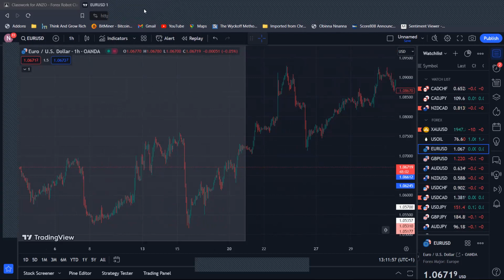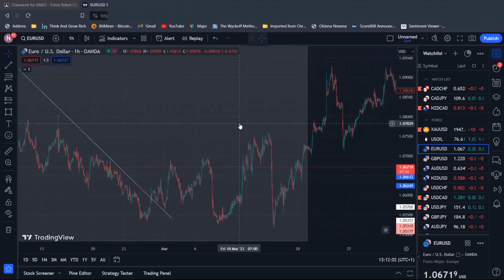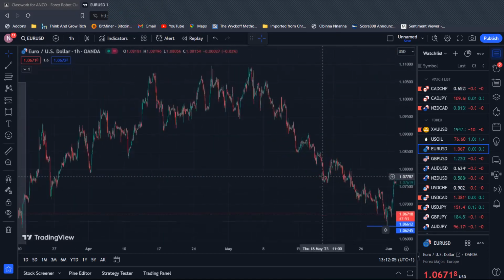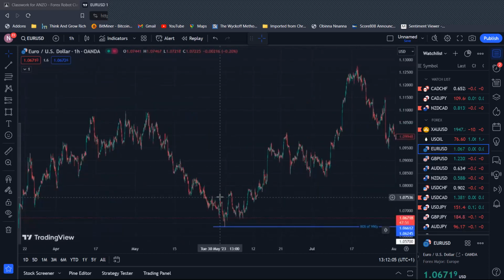The concept itself is based on market structure. It's not based on guessing, or you see a big bearish candle and you begin to buy aggressively, or you see a big bullish candle and you begin to sell, stuff like that.